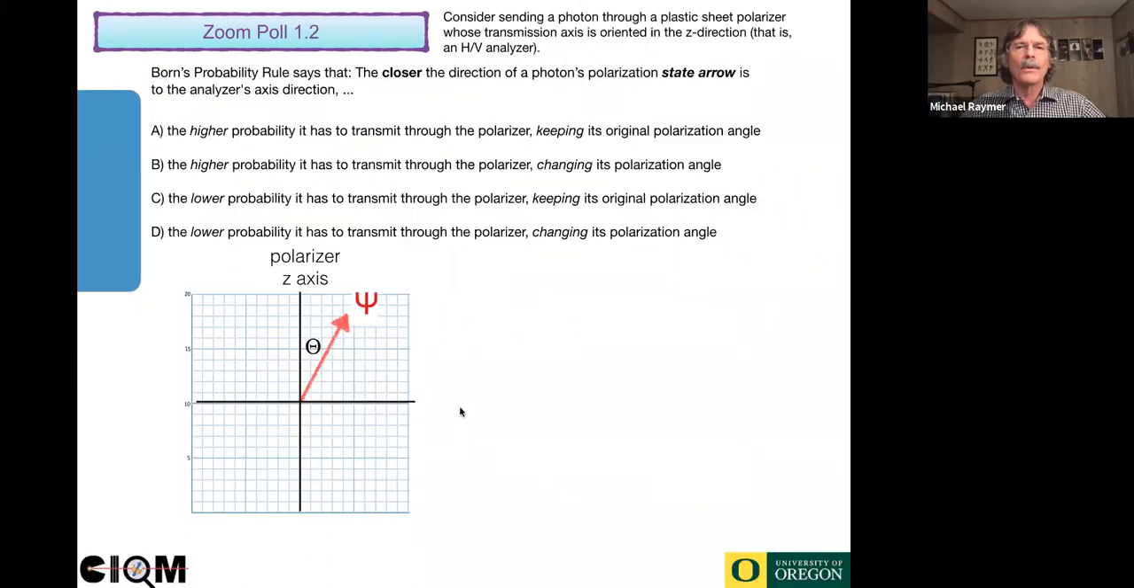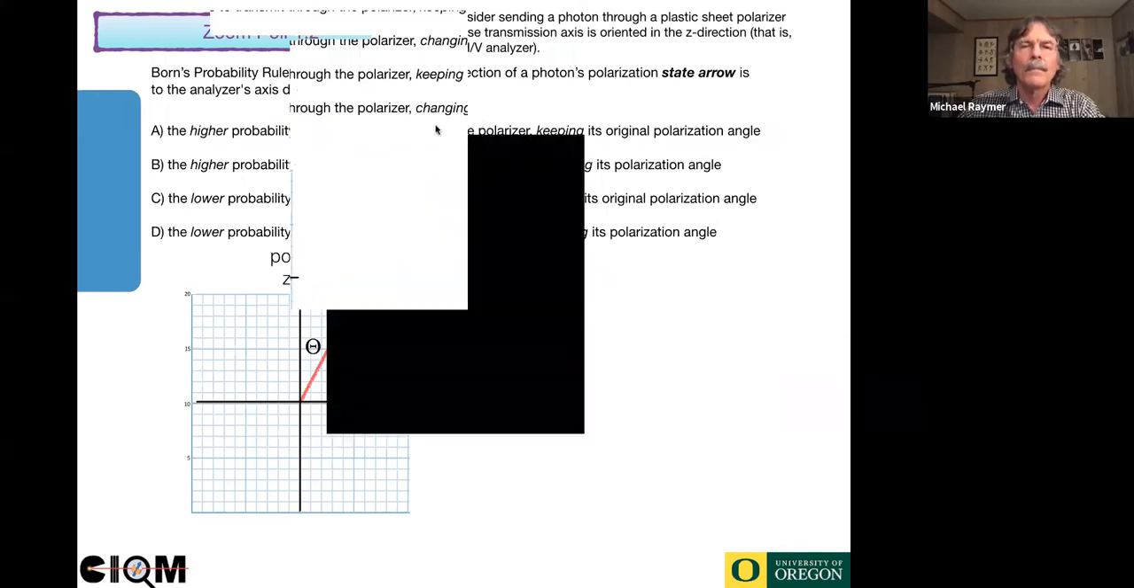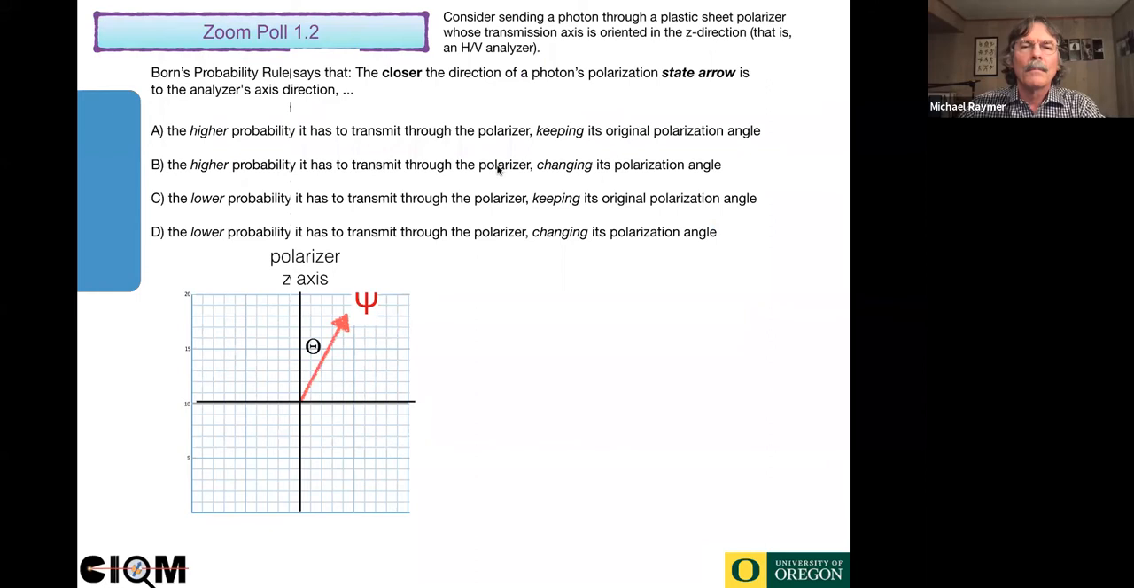Here's another Zoom poll question. This one's a bit more lengthy. Consider sending a photon. Let me just go to the Zoom poll here. Zoom poll 2, launch the poll. Okay, it's a bit lengthy. I'll just let you read that.